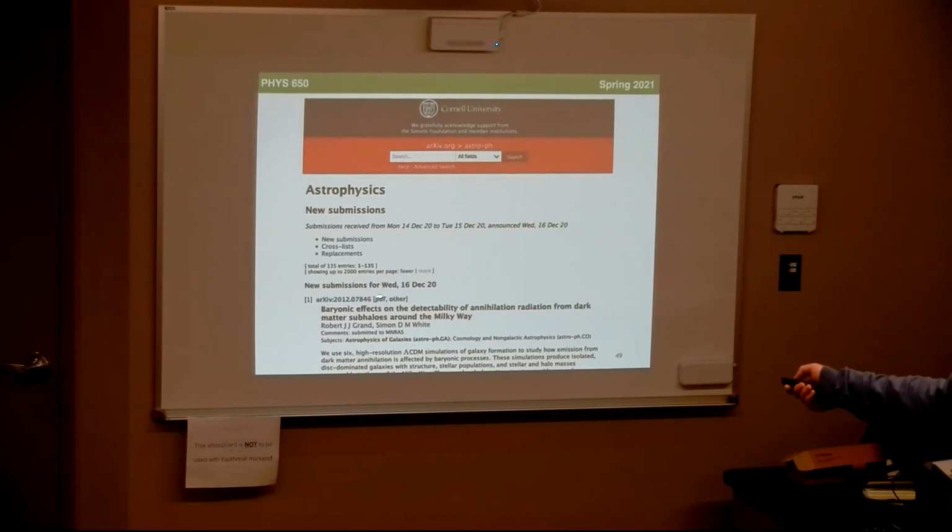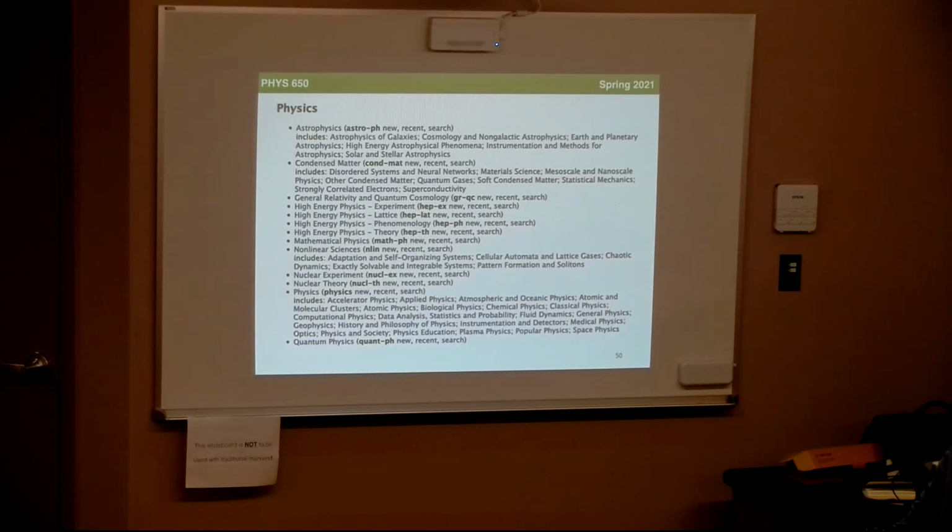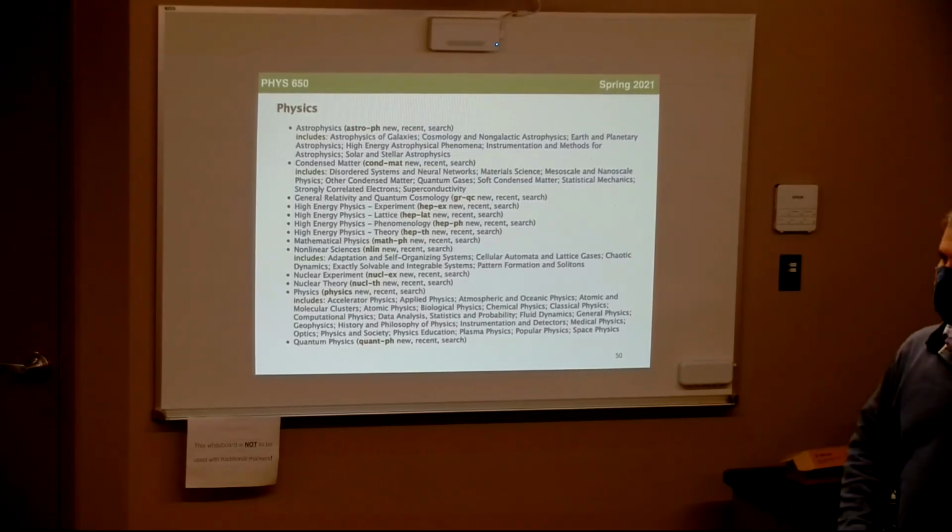You have the reference number, you can get the PDF. PDFs are all free. So if you're outside, let's say, the university domain, this is where you can get the latest version of the paper for free. I'm a big fan of that for that reason alone. And so you have astrophysics, condensed matter, general relativity and quantum cosmology, high energy physics, mathematical physics, nonlinear science, whatever that is, nuclear experiments, nuclear theory, and physics, including accelerator physics, applied physics, atmospheric and oceanic physics, atomic and molecular clusters, atomic physics, biological physics. Wow, every flavor of physics, and quantum physics separately.